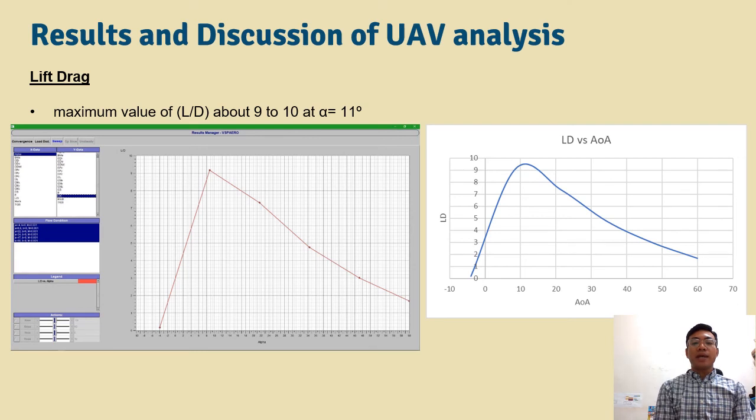Then we're looking at the lift to drag. The lift to drag ratio versus angle of attack curve is presented in the figure in this slide. The curve shows a maximum value of lift to drag ratio of about 9 to 10 at angle of attack 11°. This angle of attack indicates the optimum flight configuration for the UAV.